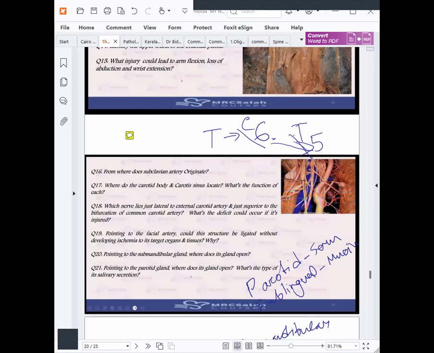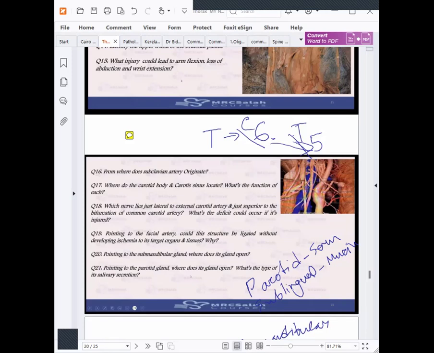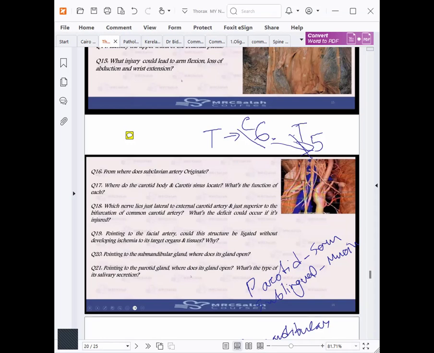Where is the carotid sinus located? The carotid body is located posterior to the bifurcation of the common carotid artery, and it contains chemoreceptors, so it helps in control of respiration. And the carotid sinus is at the root of the internal carotid artery, and it contains baroreceptors, so it helps in control of blood pressure.